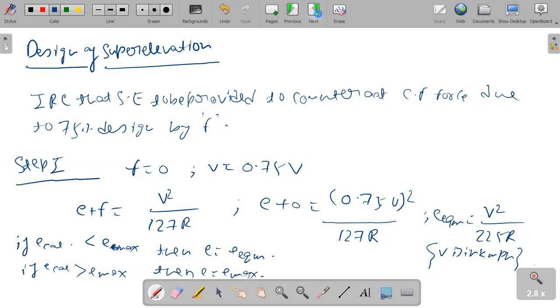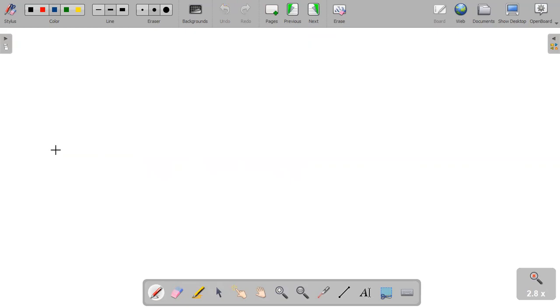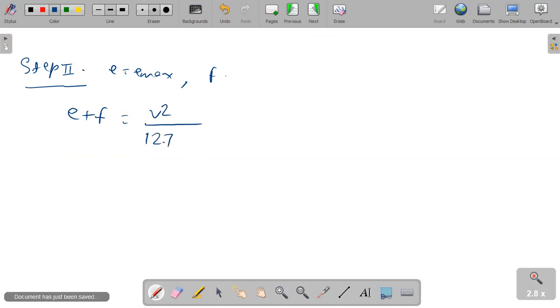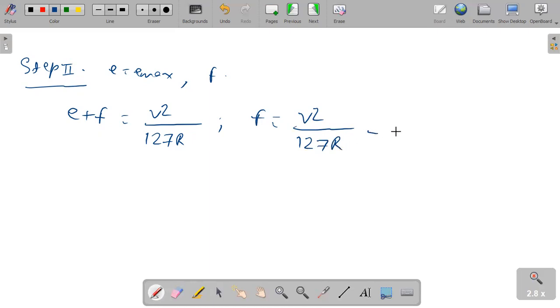Let's move on to step second. In step second, consider we'll provide E is equal to E max, and we need to find here F, lateral friction. So again we have our formula E plus F is equal to V square upon 127 R. Put this value in that formula, so we'll get F is equal to V square upon 127 R minus E max.